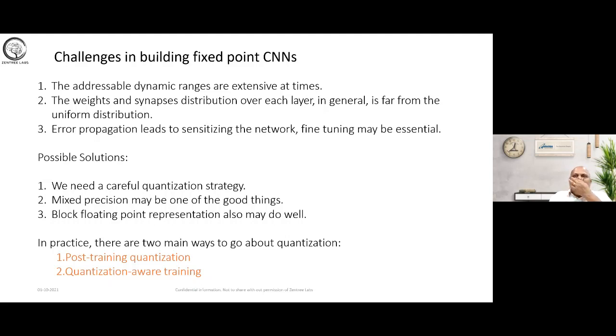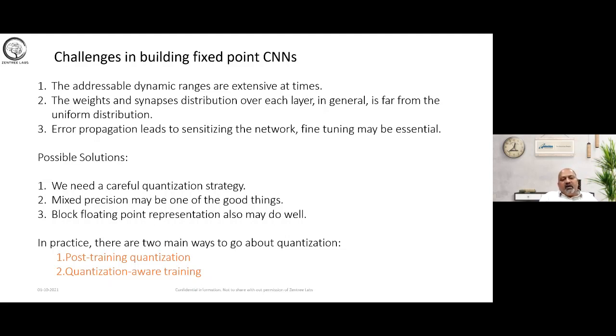So error propagation leads to a sensitized network. Fine tuning may be essential. These are like network filters connected in tandem. If any error is introduced in any stage, it keeps propagating, and at some point they'll be lumped up and disturb the system. For possible solutions, we need a careful quantization strategy, and mixed precision may be one of the good things. The block floating point representation also may do well. Some companies are even implementing a block floating point block in their hardware these days, just to address the larger dynamic ranges.